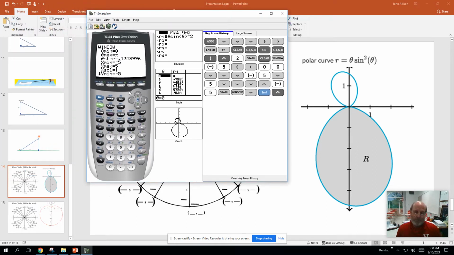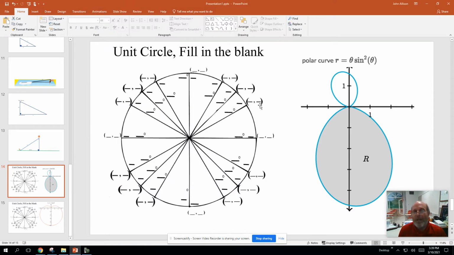And I need you to be able to visualize this even on a non-calculator part, because some of these questions will be on a non-calculator part. So we hit graph, and it formed that part of the graph of this polar curve. Now let's think about what happens when we go past pi on the unit circle. The sine is negative down here, but since we're squaring the sine, the r is still going to be positive.